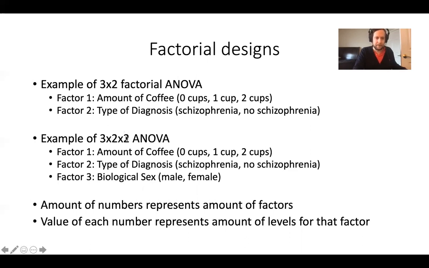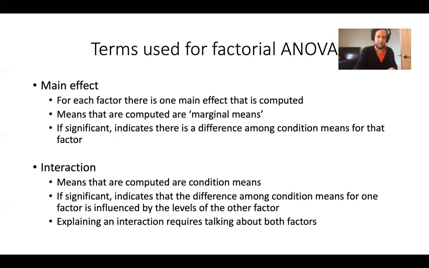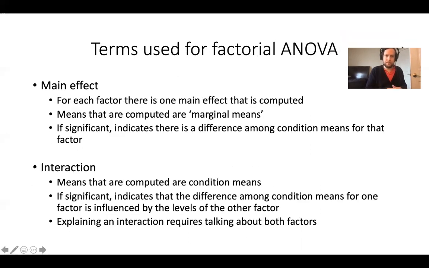And this number 2 right here comes from the fact that there are 2 levels in the factor biological sex, male or female, the number 2 right there. So that's factorial nomenclature.